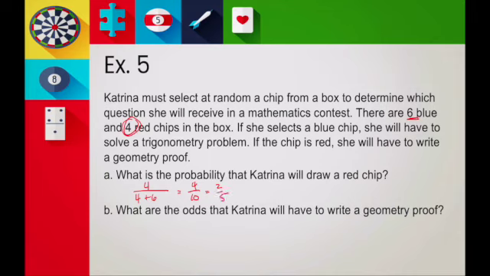What are the odds that she will have to write a geometry proof? If the chip is red, she has to write a geometry proof. So the odds of the chip being red. Odds are success over failure. The successes are 4 red chips, and the failures are the 6 blue chips. So her odds are 4 to 6, or 2 to 3. And a lot of times we write it as a ratio, like 2 to 3.